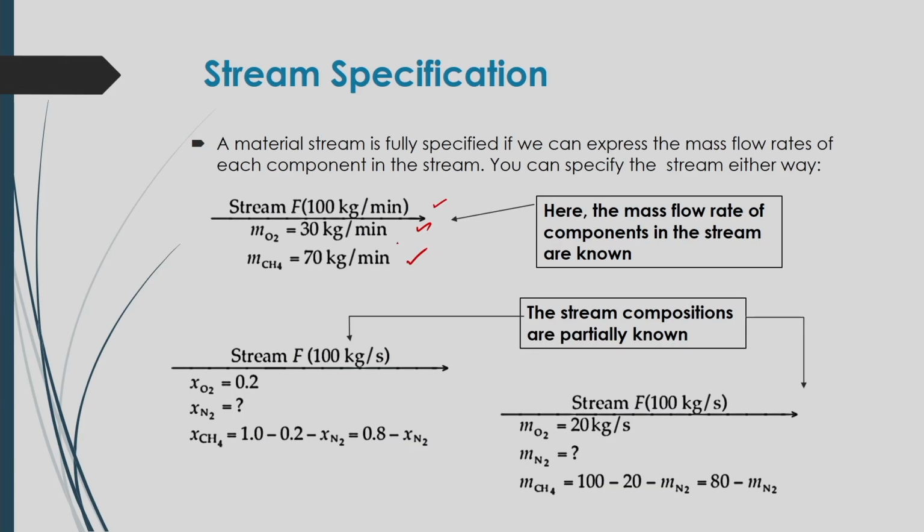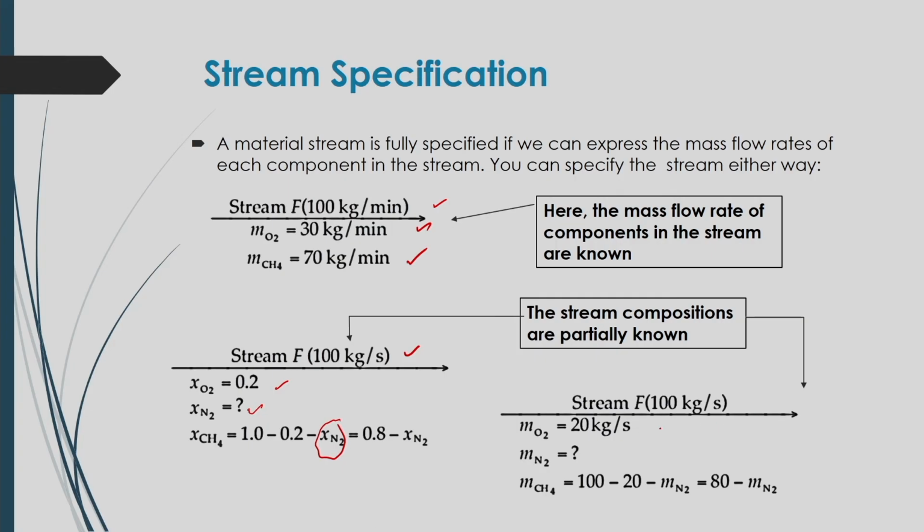Here oxygen and methane gas is 30% and 70%. Here the mass flow rate of the components in the streams are known, and the stream compositions are partially known. Here the stream amount is given, whereas the nitrogen composition is not known to you, but the oxygen composition and methane composition are known to you. But it is also unknown because here xN2 is not given to you. So, finally, you are getting two unknowns here.